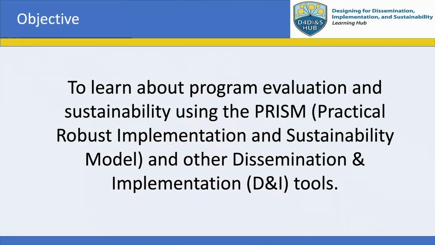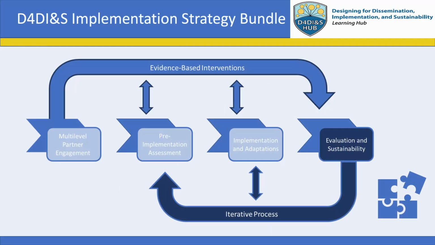Our objective for today's module focuses on program evaluation and sustainability using PRISM, or the Practical, Robust Implementation and Sustainability Model, and other dissemination and implementation, or D&I tools. As a reminder, the D4DI&S is a multi-component implementation strategy bundle that includes the 4 components illustrated here. This module is about Component 4, Evaluation and Sustainability.